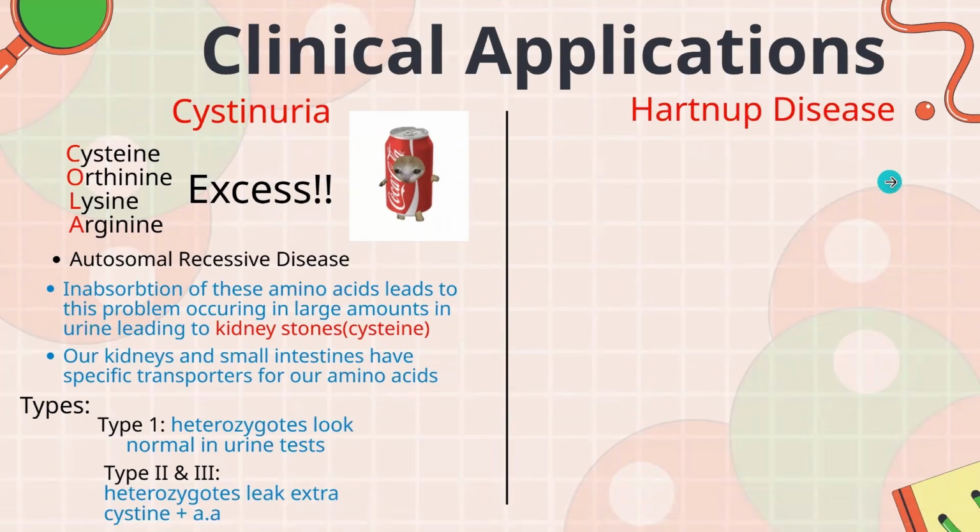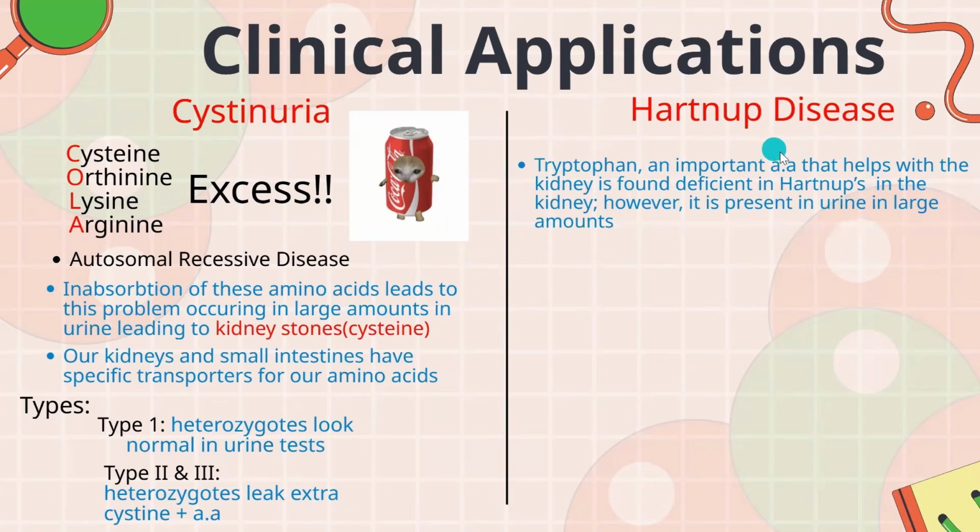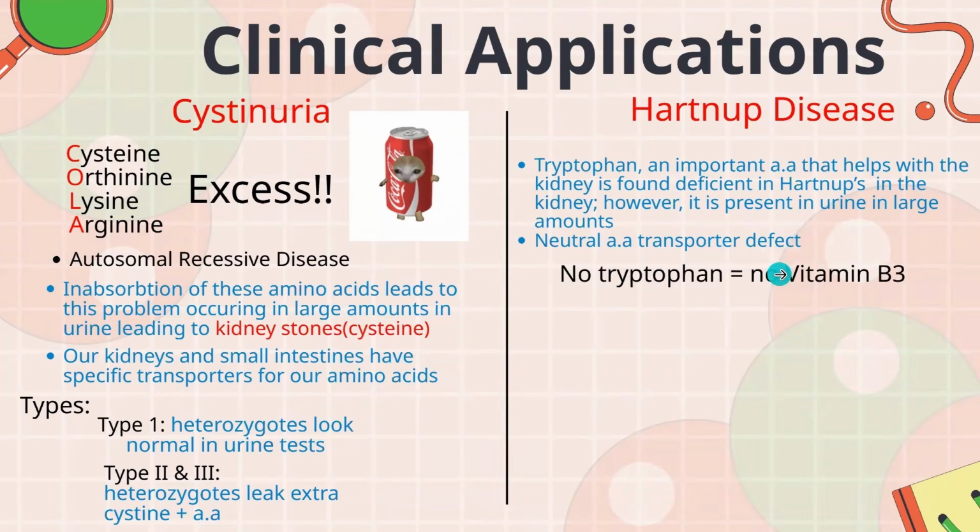In Hartnup's disease, we talked about COLA and the amino acids. Here we have one amino acid that's very important: tryptophan. Tryptophan is an important amino acid, and it is found deficient in Hartnup's disease and presents in urine in large amounts. Basically, you have a neutral amino acid transport defect, just to summarize it. And because of that, no tryptophan means no vitamin B3.